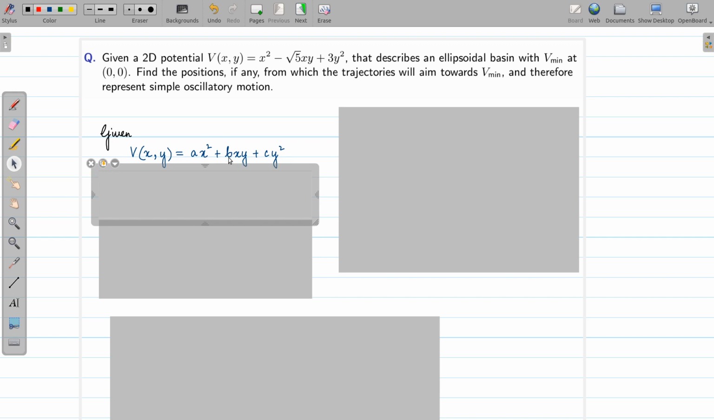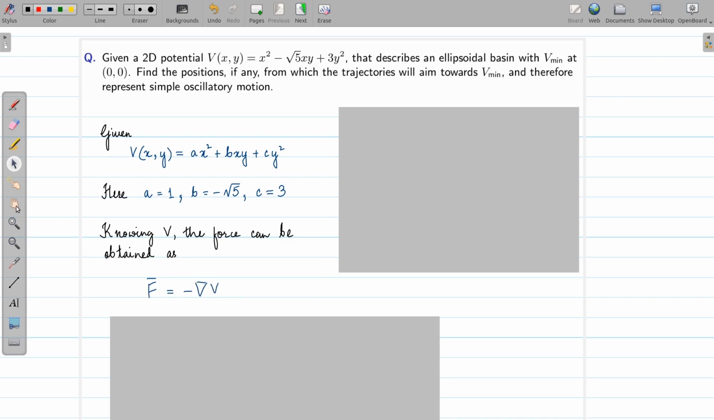And when we compare this with the potential which is already given, we can immediately see that a is the coefficient multiplied with x square. So a in this case is equal to 1. b is the coefficient of x y, the cross term. So in this case b is equal to minus root 5, and c is the coefficient of y square. So c in this case is equal to 3.